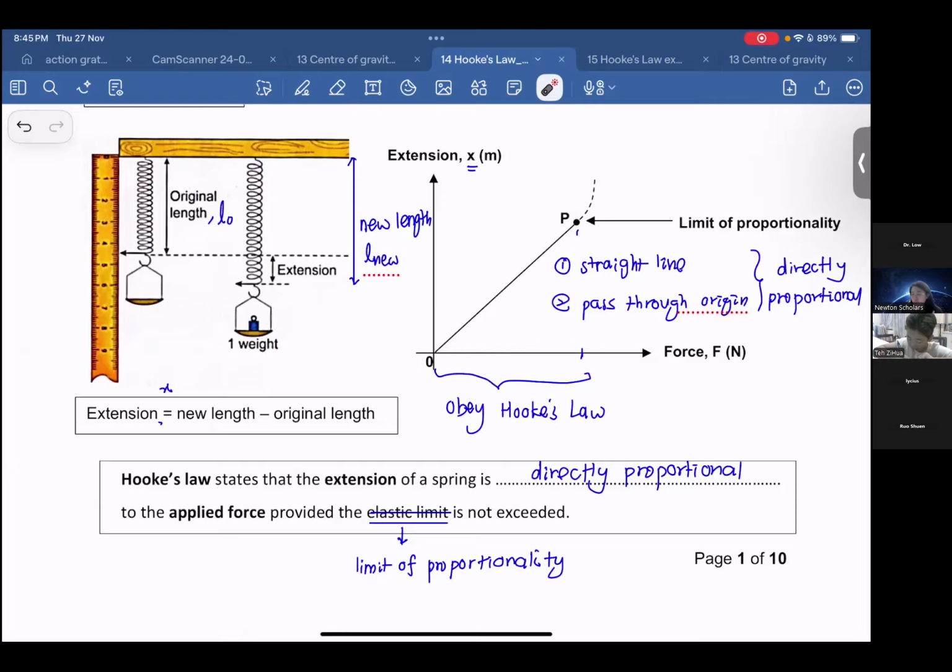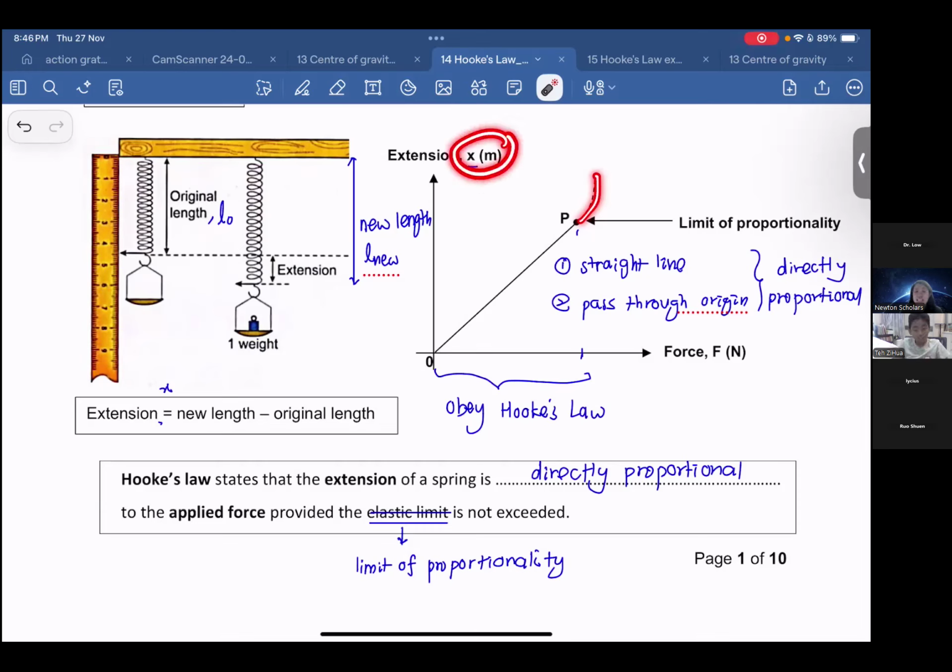...is permanently deformed. So the maximum force that we can apply on the spring, so that at the end it can go back, is until this point, the limit of proportionality. But after this point, you will find out that the graph line is actually no longer a straight line. No, it will be curved.